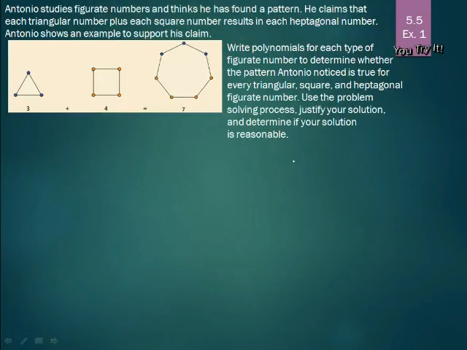Antonio studies figurate numbers and thinks he has found a pattern. He claims that each triangular number plus each square number results in each heptagonal number. Antonio shows an example to support his claim.